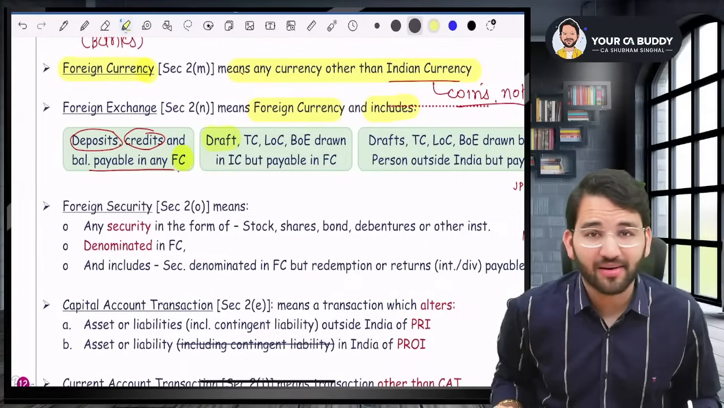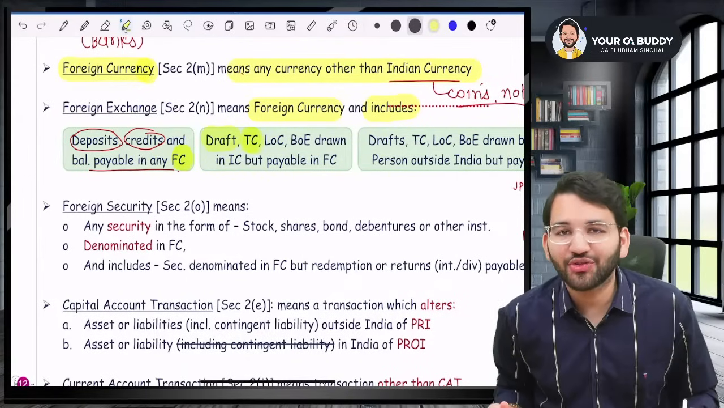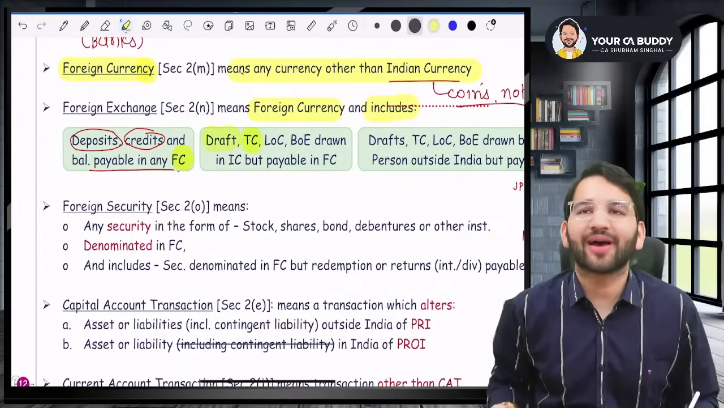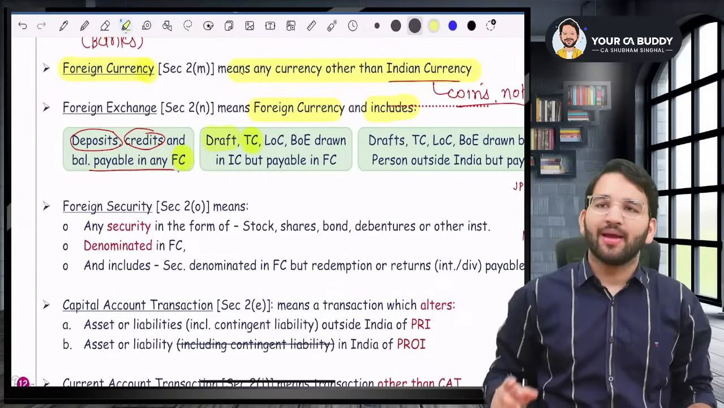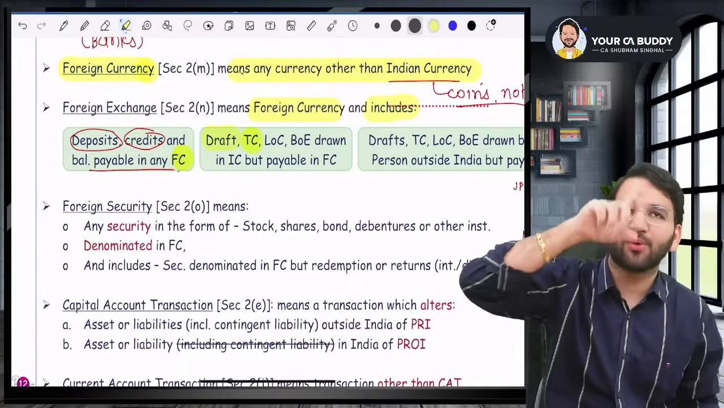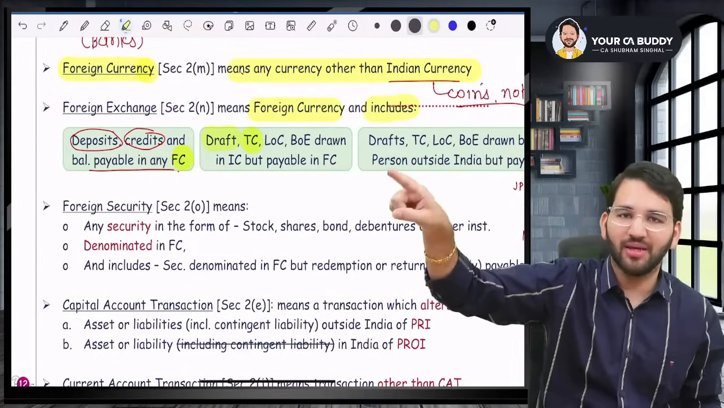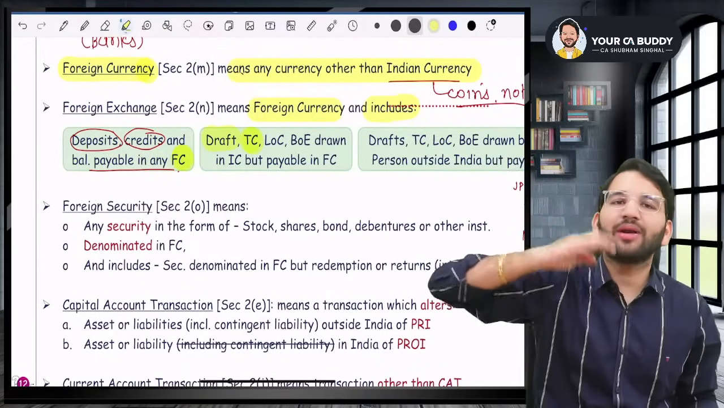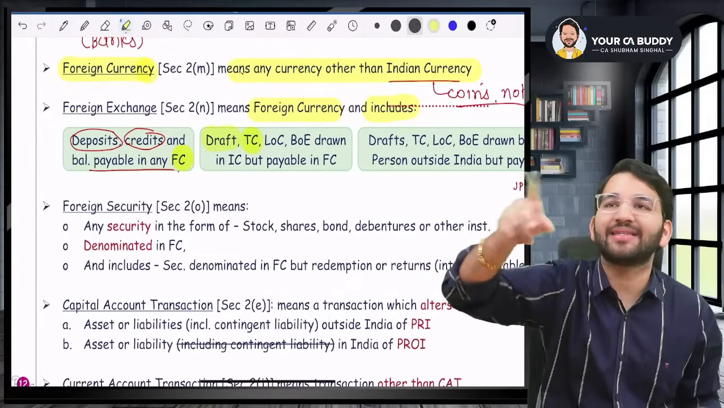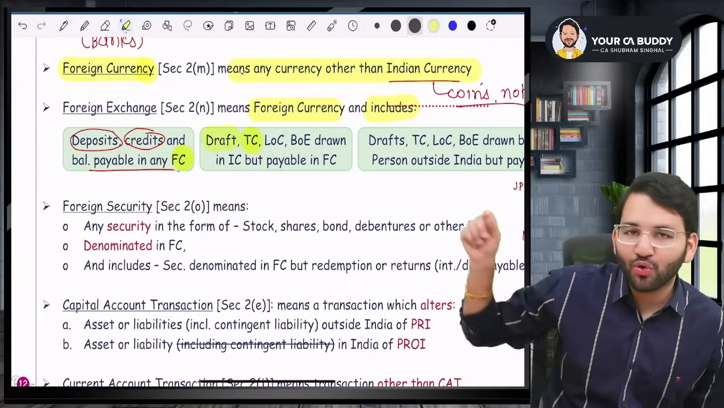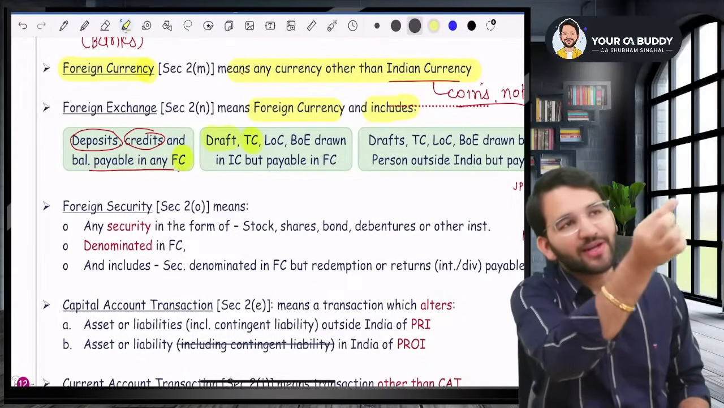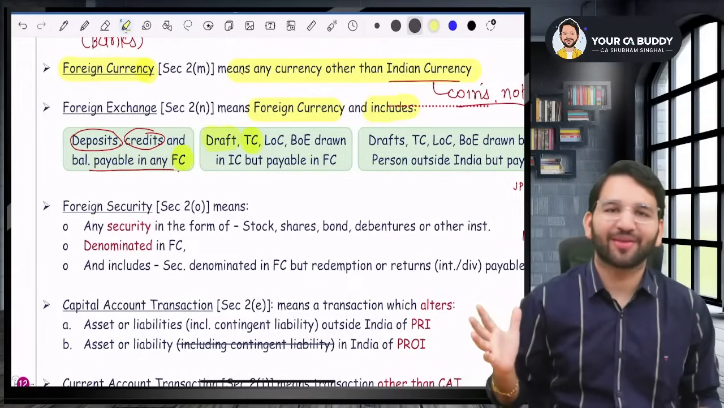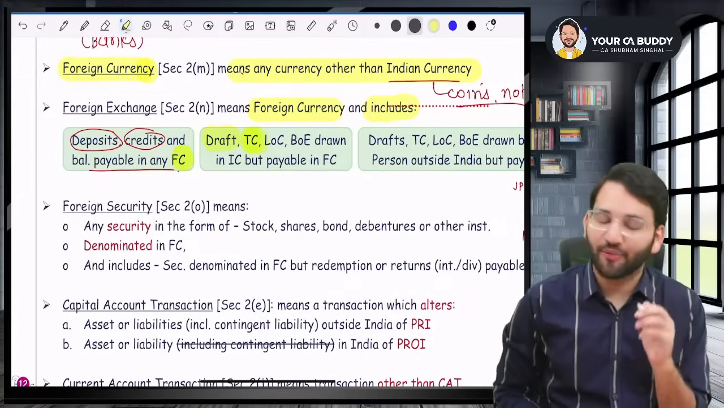What is a draft? Demand draft. TC, traveler's check. What is a traveler's check, sir? Sir, like 20 or 25 years ago, if you wanted to visit multiple countries, like you want to go to Japan, then China, then UK, you don't have to convert the currencies every time. You can just go to the authorized person and take a traveler's check. The traveler's check is useful in Japan also, China also, UK also. So basically, traveler's check is also foreign exchange.